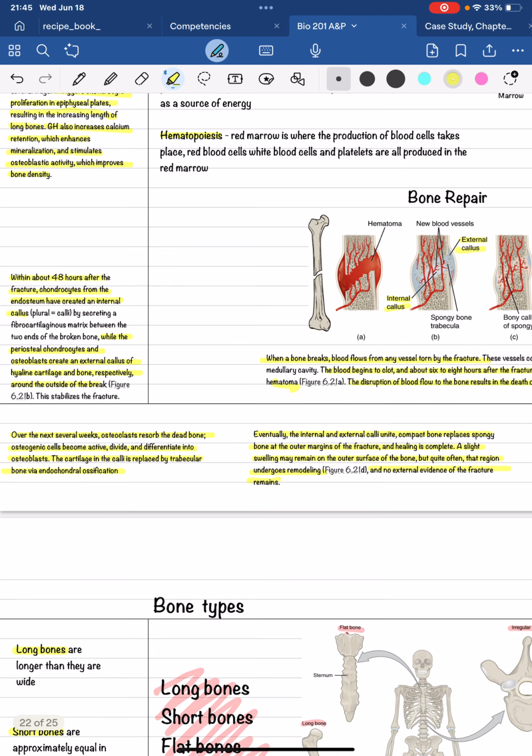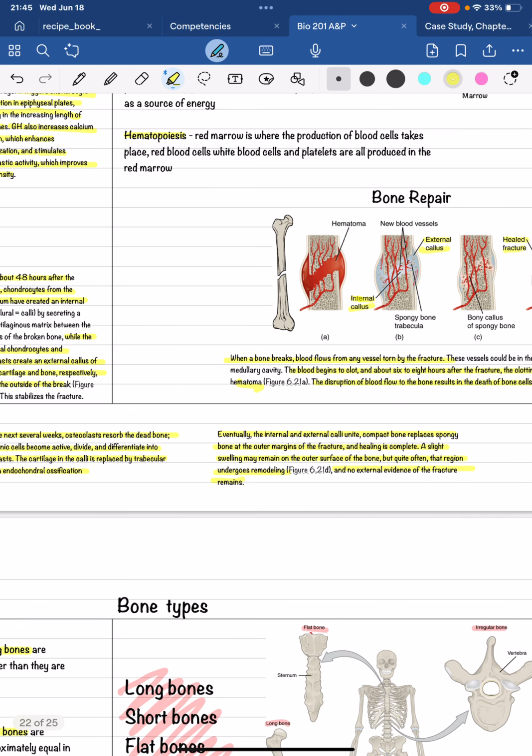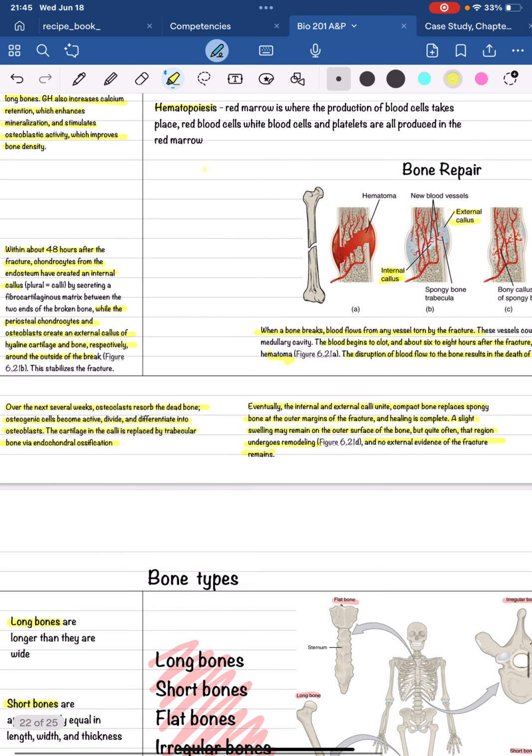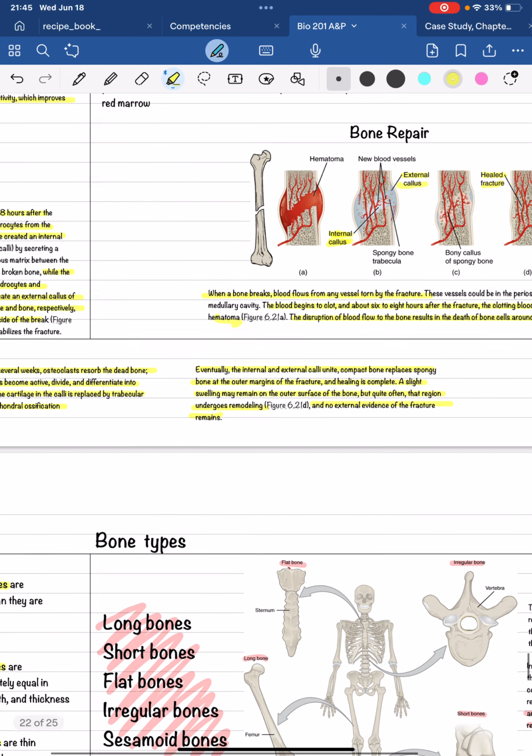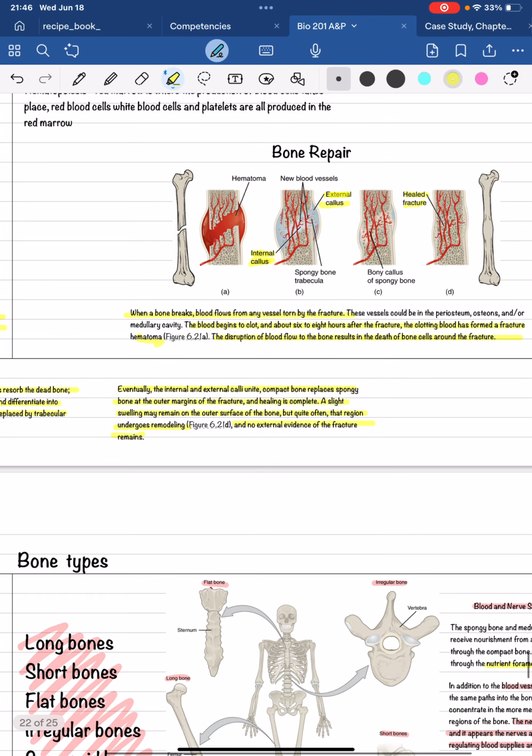So within 48 hours after the fracture, chondrocytes from the endosteum have created an internal callus, pictured here, while the periosteal chondrocytes and osteoblasts create an external callus of hyaline cartilage and bone around the outside of the break. External callus is pictured here.